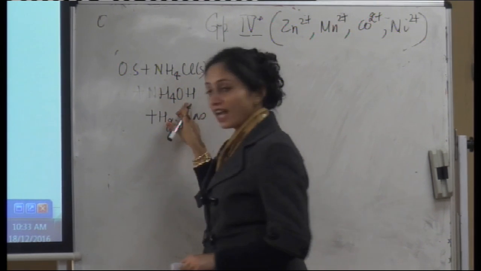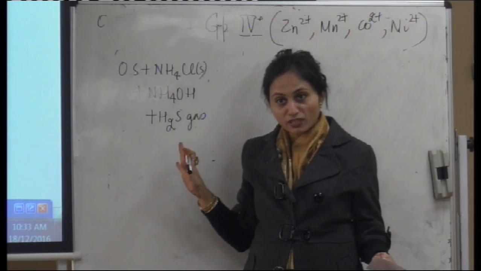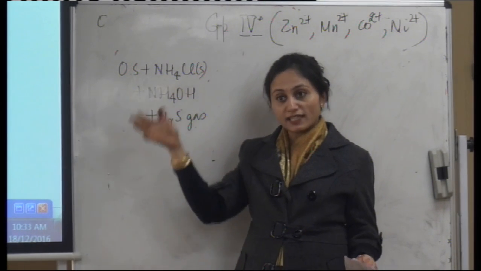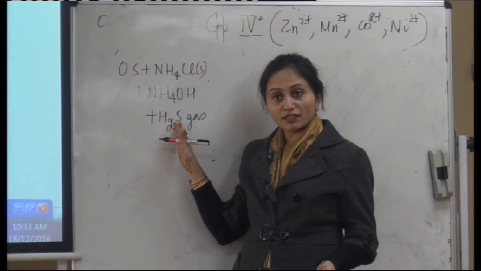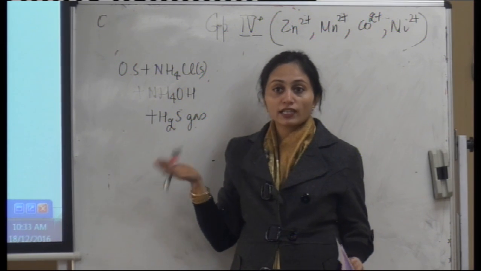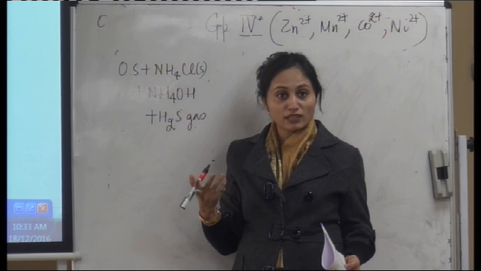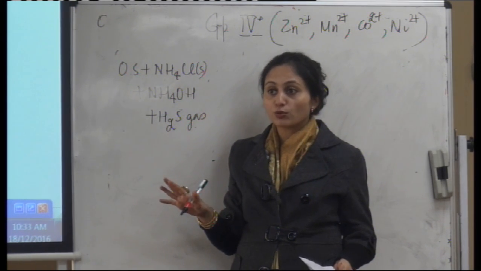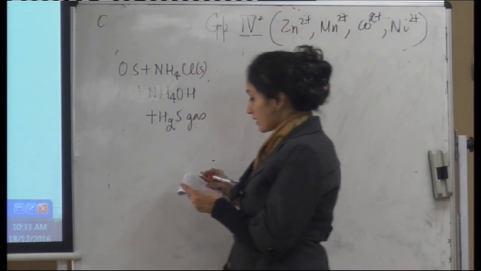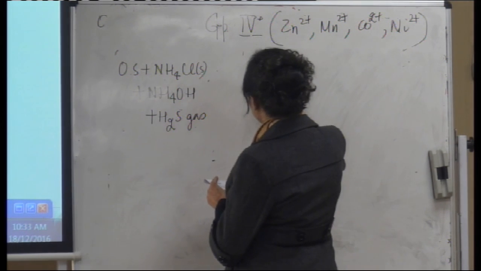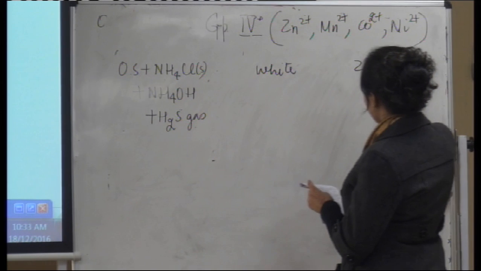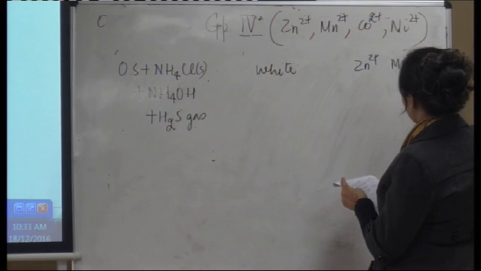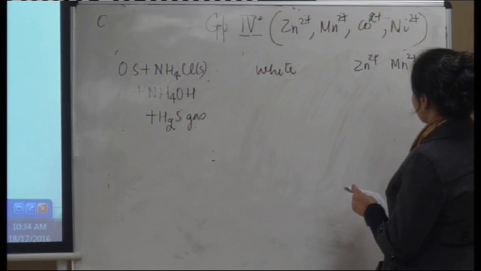So naturally, hydroxide could not precipitate. That means it could not exceed its solubility product. So in this case what will precipitate? Sulfides again. So in group 2 and group 4 there is one similarity: you get the precipitate mainly due to the sulfides. In this case you get a white precipitate, which indicates your Zn2+, Mn2+ and Co2+. So zinc, manganese and cobalt.